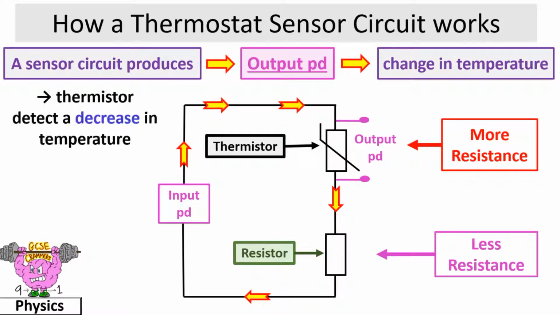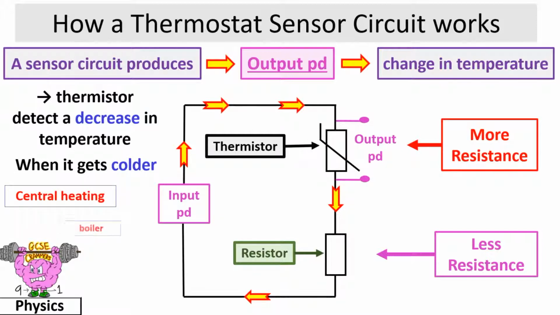This means the thermistor can detect a decrease in temperature, that is, when it gets colder. Thermostats are used to trigger the central heating or boiler to come on and heat the radiators in houses or buildings to keep warm.